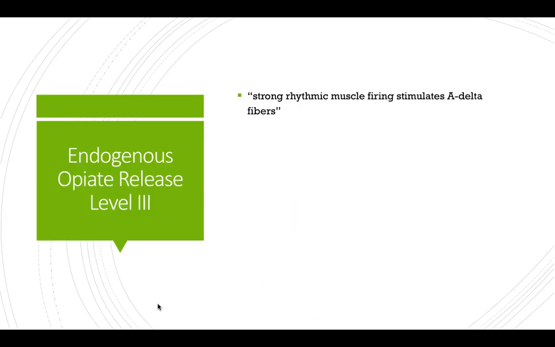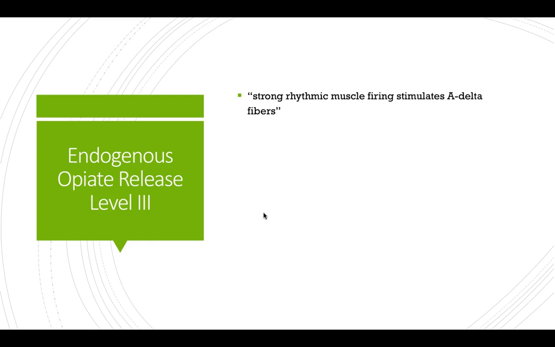Our level 3 and our final is also named endogenous opiate release. And so this is really that descending mechanism of the gate theory that we talked about, of how do we explain the use of endorphins and things like that. So in this case, when we talk about creating that with e-stim, we talk about using strong rhythmic muscle firing to stimulate the A delta fibers. There's other ways that endogenous opiates get released. Our parasympathetic and sympathetic nervous system can release them, but this is one way we can do that without having to go through that mechanism. Strong rhythmic muscle firing ends up stimulating our A delta fibers specifically.